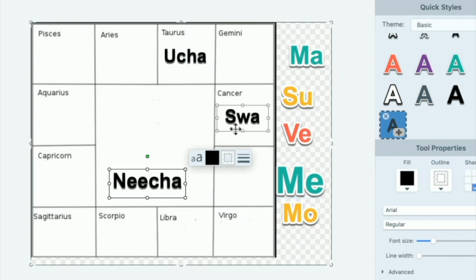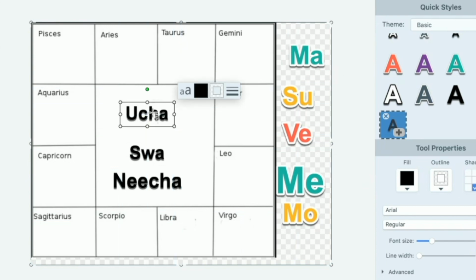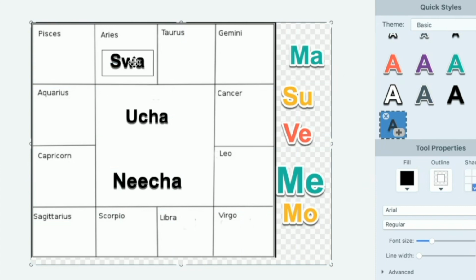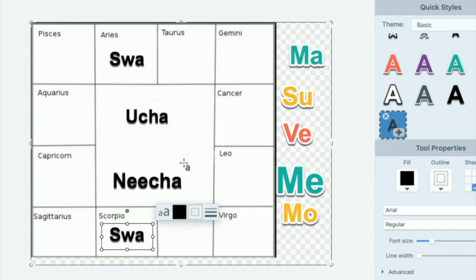First of all, Mars's own sign, the Swa Rashi, is Aries and Scorpio. So Mars is Swa, Rashi is Aries and Scorpio. Now where is Mars Ucha?